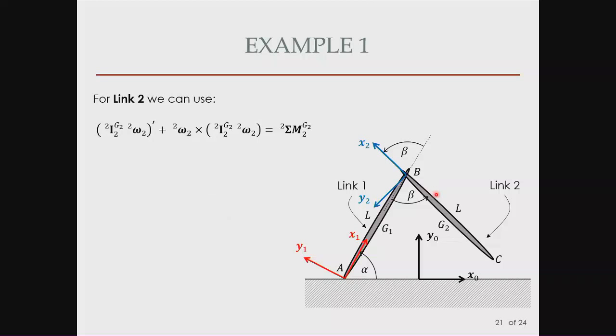Now for link number 2, this one, you don't have two options. You have just one option. Why? Because it does not perform purely rotational motion. And so the only option we have is to use this general formula. Okay, this is always applicable about G, the one we learned 2 lectures ago.